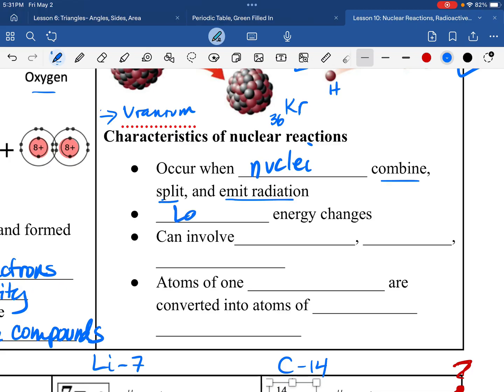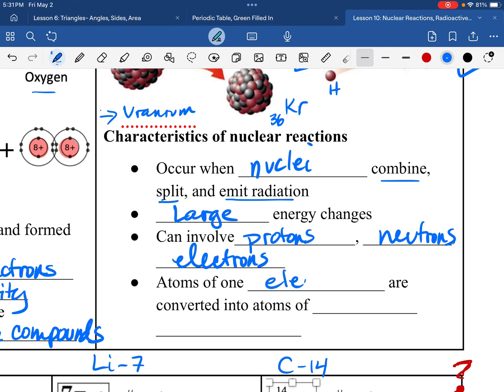They are large energy changes, and they can involve all the subatomic particles, protons, neutrons, and electrons, as we'll see in examples of different types in a moment. And so it's when atoms of one element are converted into atoms of another element.